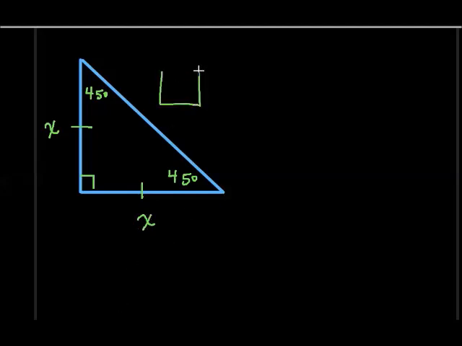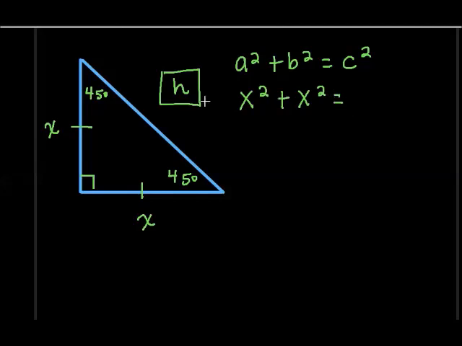So let's use the Pythagorean Theorem to figure out the length of the hypotenuse. For now I'll just use h to represent that variable. Remember, it's a squared plus b squared equals c squared for the Pythagorean Theorem, with the c being the length of the hypotenuse. My a squared and my b squared represent the two legs. Well, they're the same. They're both x. So it's going to be x squared plus x squared equals h squared, my hypotenuse squared. I can combine these two like terms. x squared plus x squared is 2x squared.